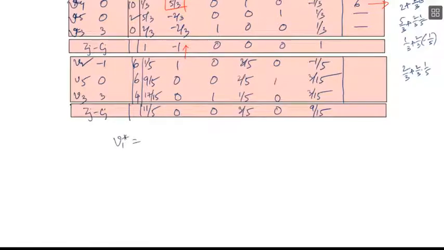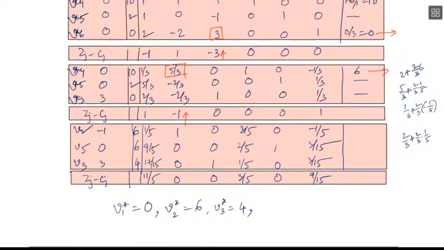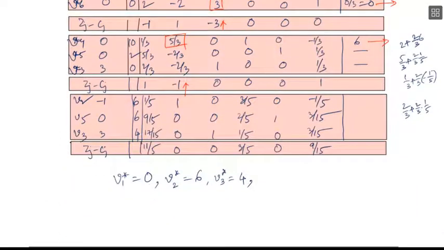V1 star equal to 0, since that is not in the basis. V2 star is equal to 6. V3 star equals to 4. And although V5 is in the basis, V5 was not a decision variable. It was a slack variable, so we won't count it.